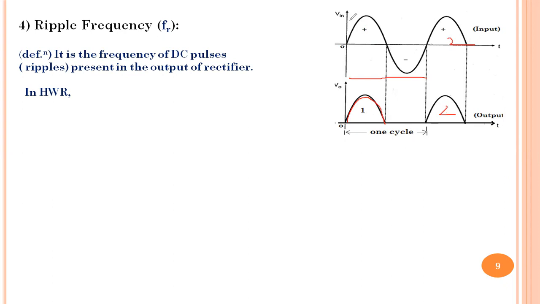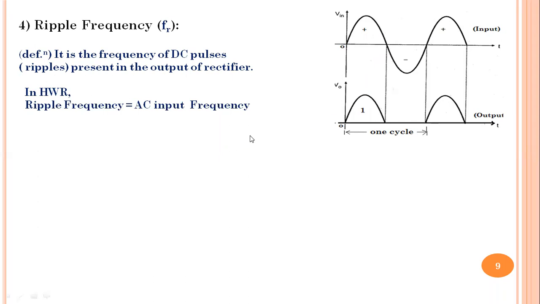Therefore, the frequency of the AC input and the ripple will be equal. We can equate, for the half wave rectifier, the ripple frequency, notation FR, equal to the frequency of the AC input. Since we know that the frequency of AC mains is 50 Hertz in our country, FR equals FI implies that the ripple frequency also equals 50 Hertz.